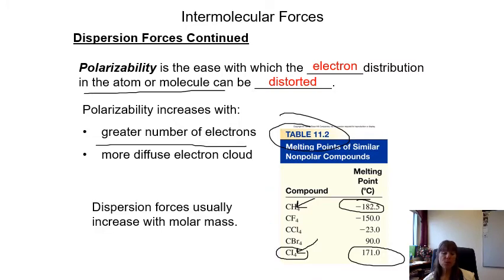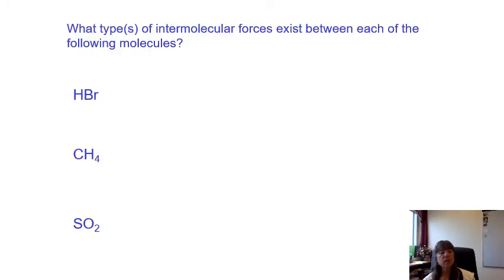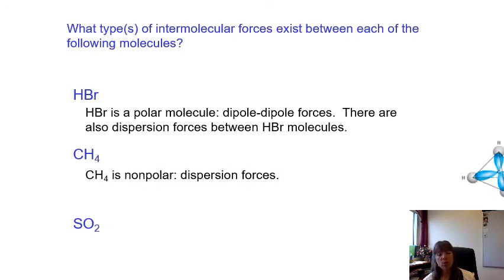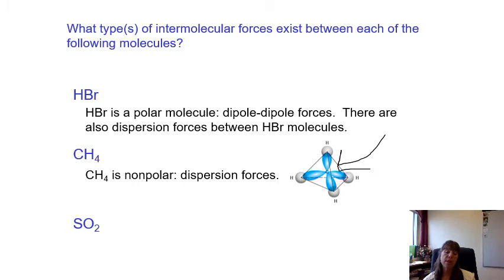So again, dispersion forces increase with the molar mass, and that's because you have more electrons. So let's just take an example here. What types of intermolecular forces would exist between these molecules? Assuming a pure sample of hydrogen bromide, you would see it's polar, so it's dipole-dipole and dispersion. If it's methane, it's nonpolar, so you would only see dispersion. Remember the shapes of this molecule, this was nonpolar, and since it was nonpolar, that's why this is a gas at room temperature and pressure.